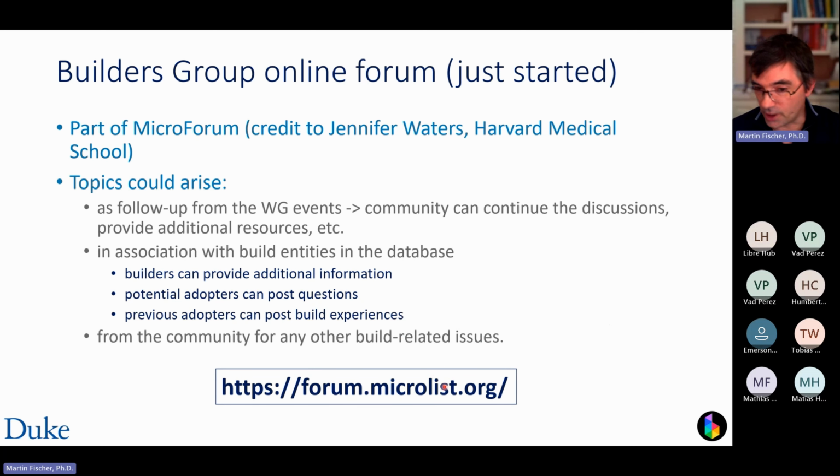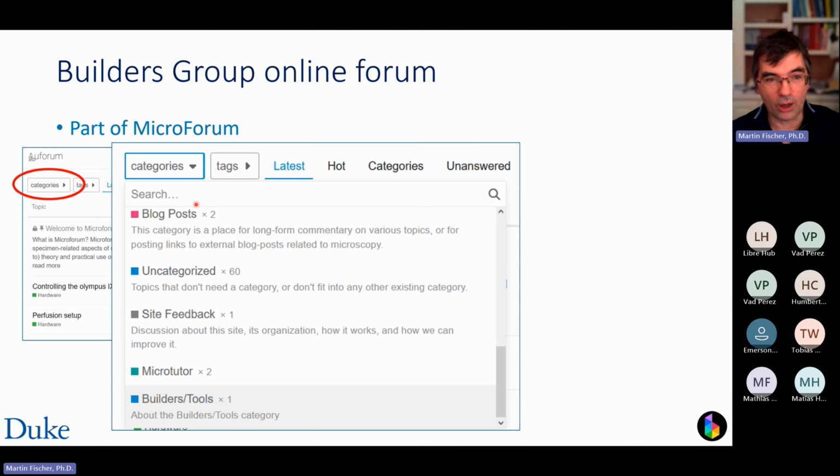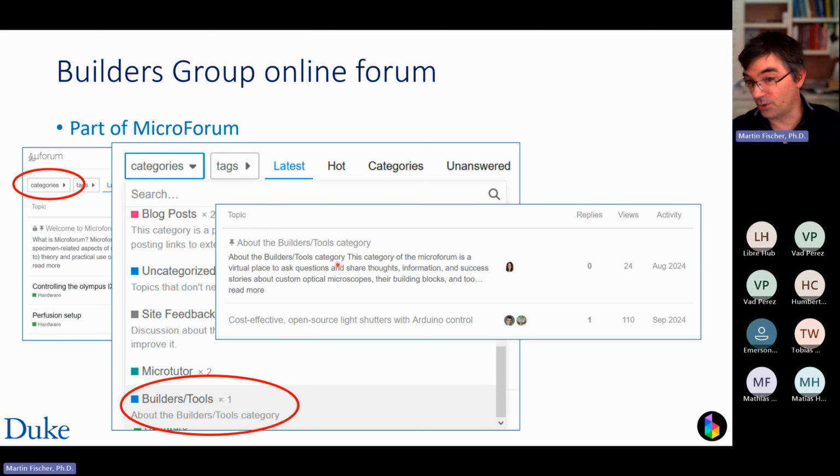So here's the site. You can easily get through it from MicroList. So Microforum, actually. The easiest way to get to this is if you Google Microforum, you'll get to this place. It's a part of the categories. You're going to have to scroll all the way down. The last entry here is Builders and Tools. So if you do that, you'll get to this section. Right now, there's only one general topic in here and one example, which is, again, this shutter control entry, where you can actually post your question or get some updated information about this project.